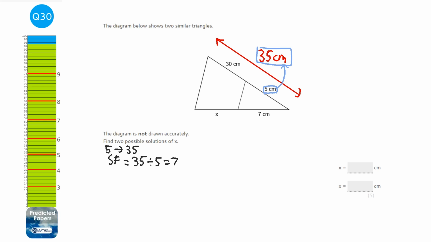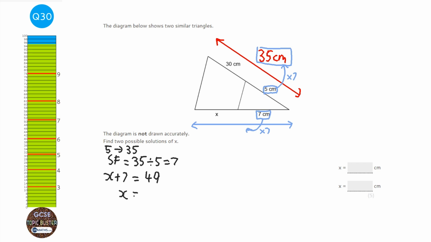So therefore this one here, to go to the larger length, which I can highlight, we're going to times that also by 7. So if this times is by 7, then this one will times by 7, so that will be 49. So x plus 7, the whole length, would be 49. So to find x, it's just going to be 7 less than that, so it's just going to be 42.